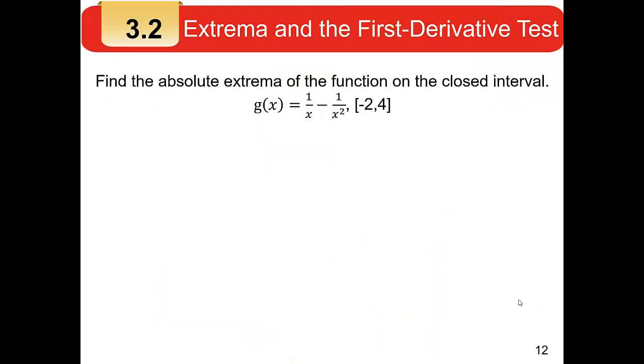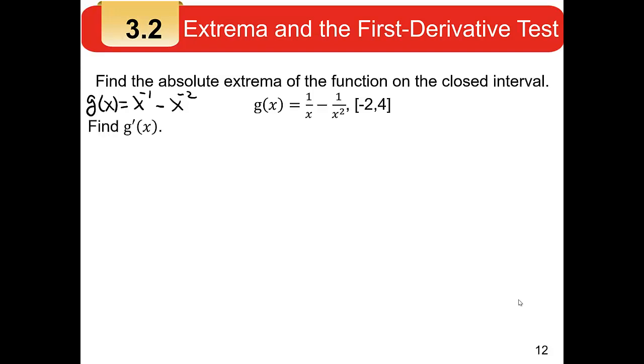Now let's look at this example. We want to find the absolute extrema of the function on the closed interval, the function being g of x equals 1 over x minus 1 over x squared, and the interval is from -2 to 4. Remember, we're going to take the derivative, and in the past, when we've had these simple fractions in a function, we usually change them to negative exponents because the derivative rules are much easier if we do that. So I'll change that 1 over x to x to minus 1 and 1 over x squared to x to minus 2. That's what we've been doing.